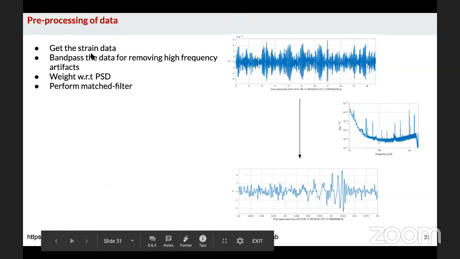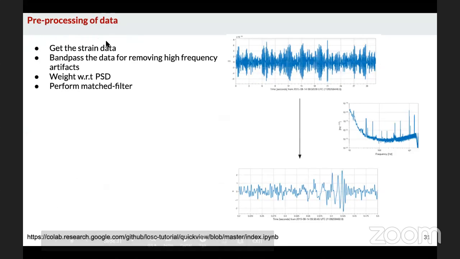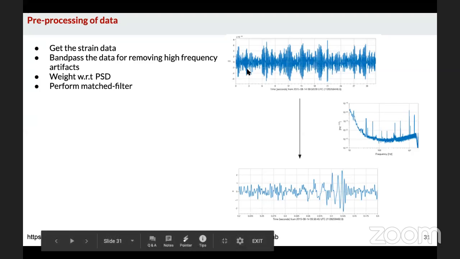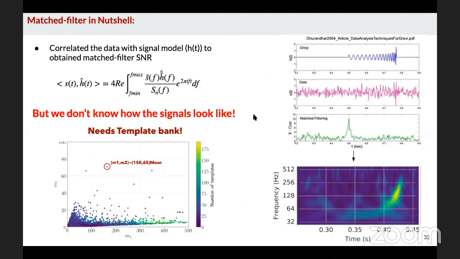Once we have modeled our signal, we pre-process our data. In what way? We get the strain data from the detector. We put a high pass and low pass filter to this particular data stream to remove all the artifacts. We weight with respect to the PSD, the noise sensitivity, to get the actual power in the signal, and then we perform the match filter. So this is the overall view.